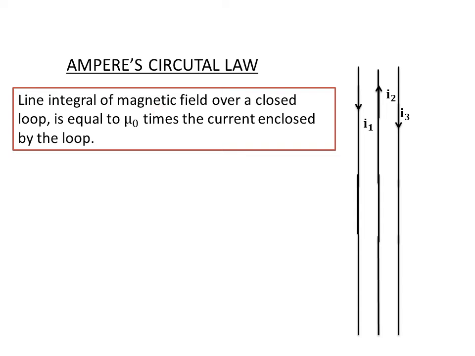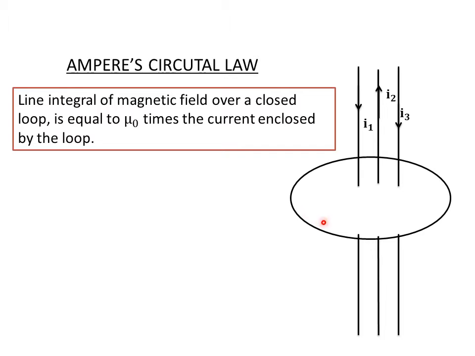In the figure, we have three current carrying wires, first carrying current I1, second I2 and third I3. I1 and I3 are downwards and I2 upwards. Suppose we have to find magnetic field at a point near the wires. For that, we have to draw an Amperian loop around the wires. Here we can draw a circular loop around the wires.